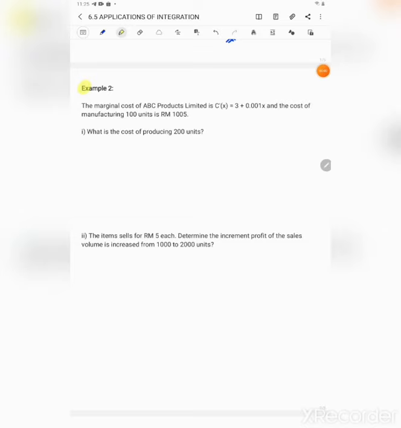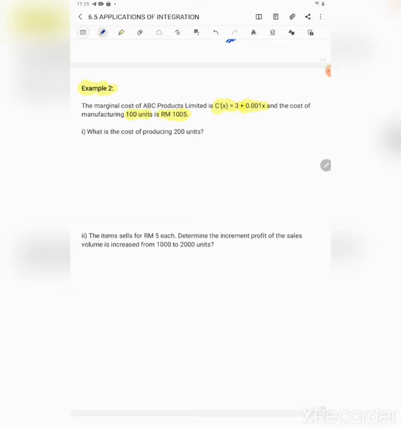Now we proceed to example 2. The marginal cost of ABC Products Limited is C prime x equal to 3 plus 0.001x, and the cost of manufacturing 100 units is RM 1,005. What is the cost of producing 200 units?